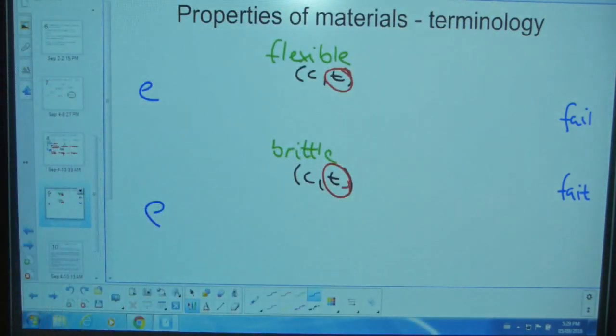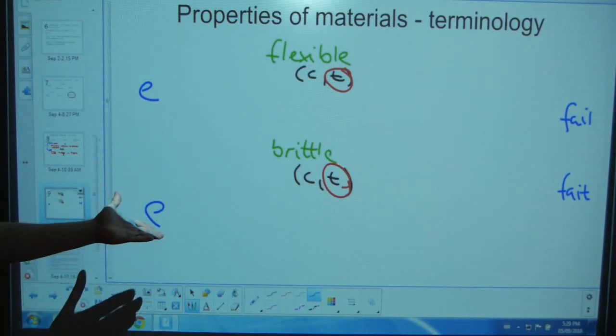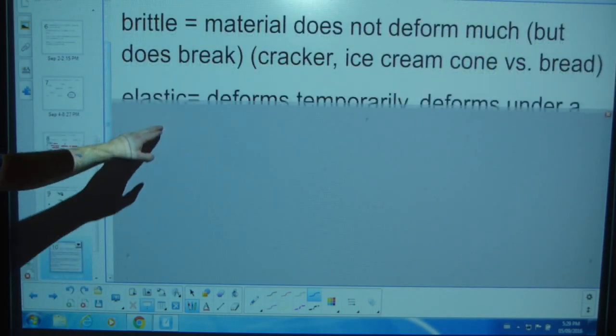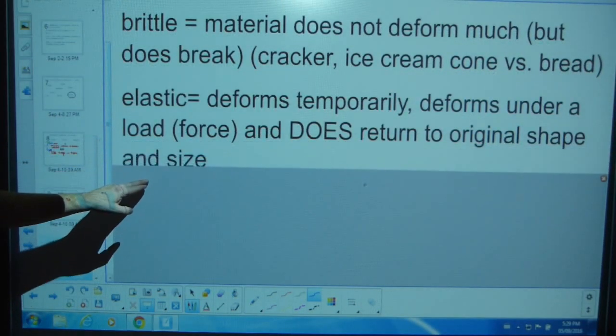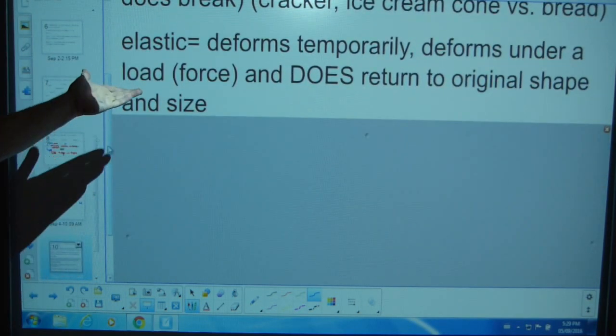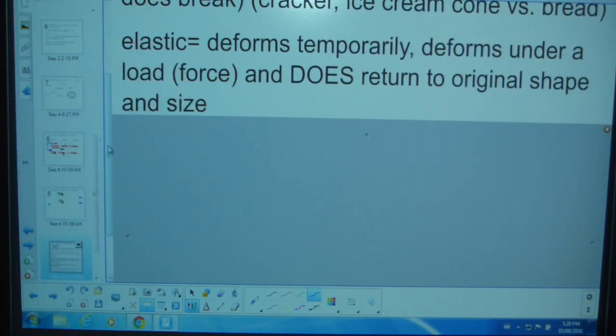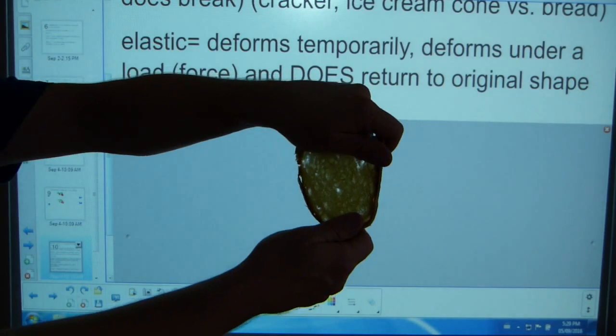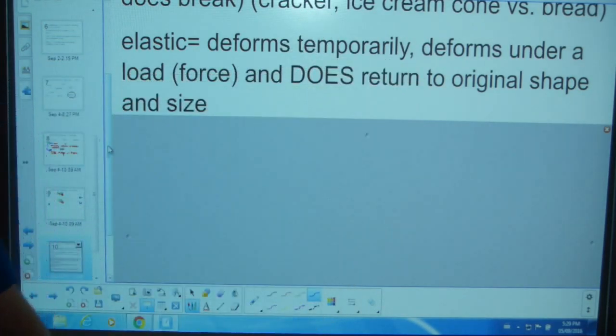So first, materials are being elastic. The definition for elastic is that the material deforms temporarily. It deforms under a load, same as force, and it does return to original shape and size. See, you can stretch this bread within reason, and it returns to original shape and size.